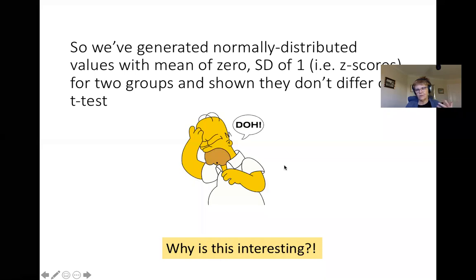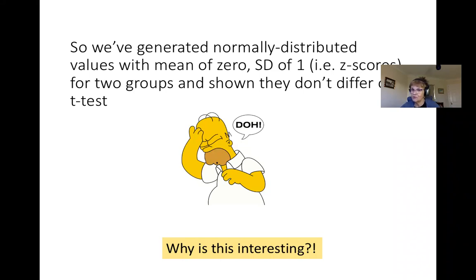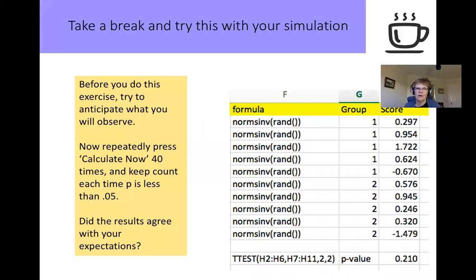You might start to think, why am I bothering to tell you any of this? Because we've now generated normally distributed values with a mean of 0, standard deviation of 1, z-scores, for 2 groups. And we've shown that on a t-test, they don't differ. So you might think, well, why is this interesting? Well, the thing is that sometimes they do differ. You may have actually got a p-value less than 0.05 already. And what you'll find with this next little exercise is that this will happen, that despite the fact you've generated your data completely as basically noise, every now and again, a significant p-value will pop up.